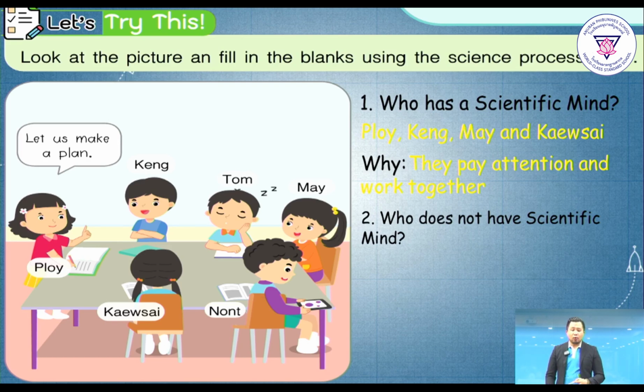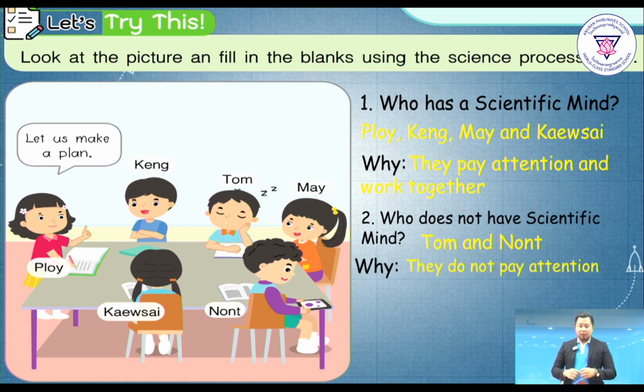Question number 2. Who does not have a scientific mind? Can you guess the answer? Yes, they are Tom and Non. The question is why? Because they do not pay attention. They don't like to work as a group.